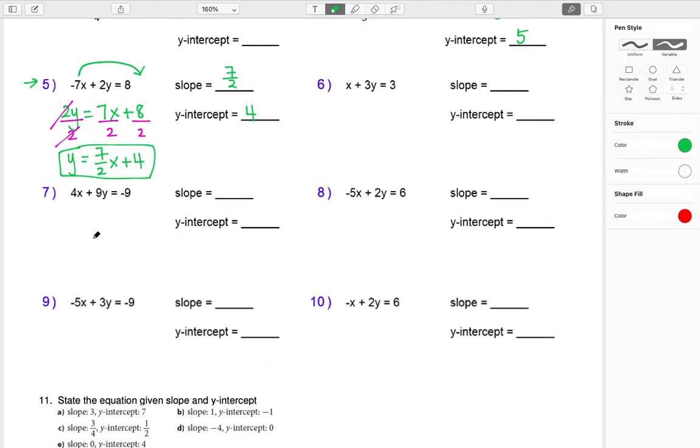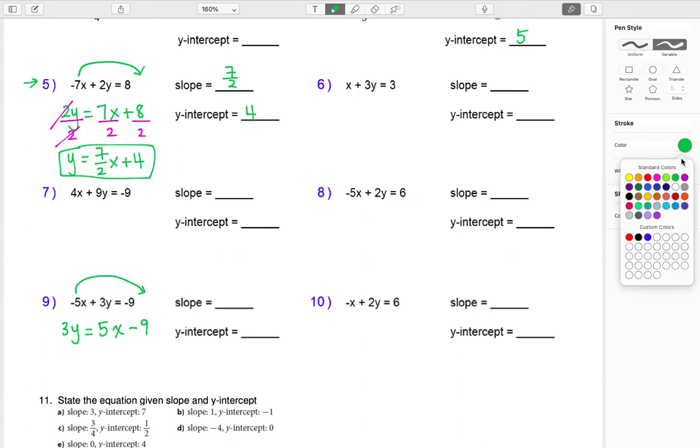So let's try another example, number 9. It looks like we have the standard form. So I'm going to move negative 5x to the other side. On the left side, I have 3y. And on the right side, negative 5x, because it moved to the other side, turns into positive 5x. And negative 9 is originally there.